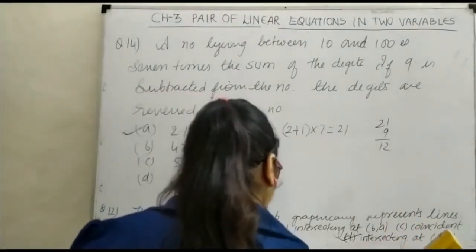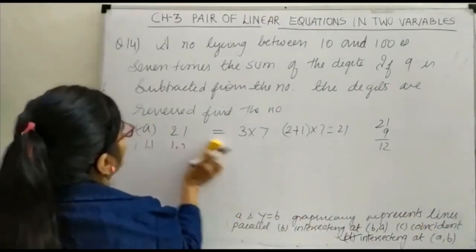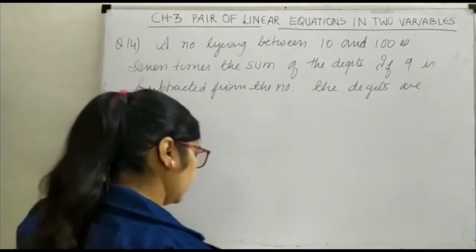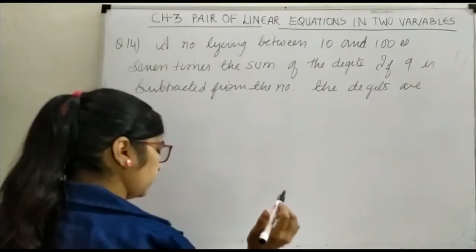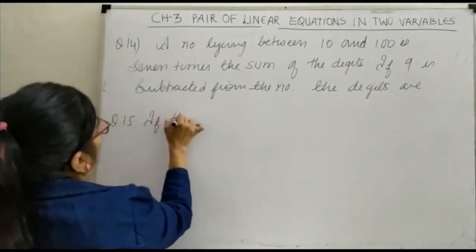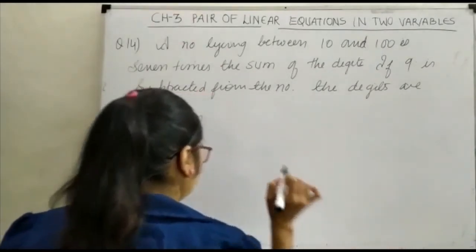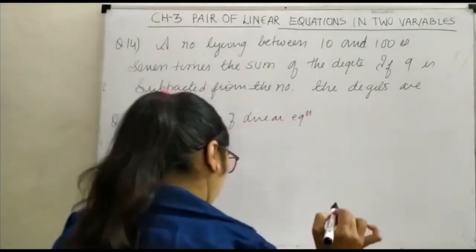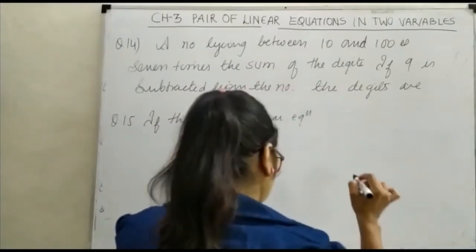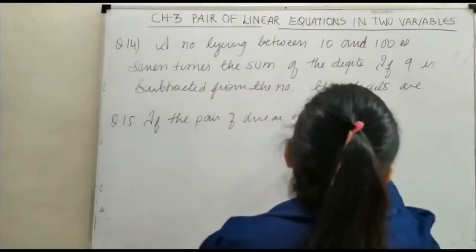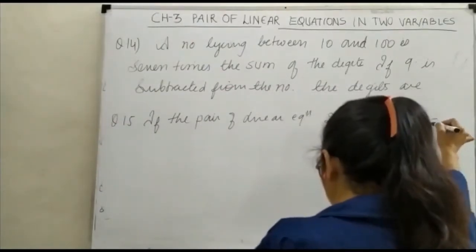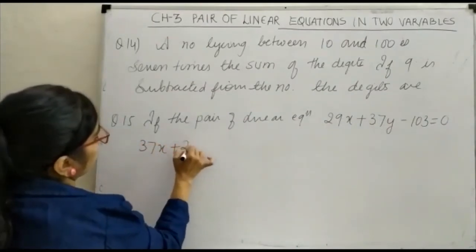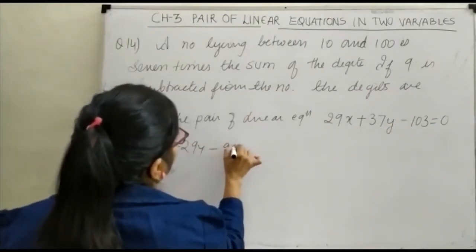So moving on to question number 15. Your question number 15 is: if the pair of linear equations x plus 37y minus 103 is equal to 0, and 37x plus 29y minus 95 is equal to 0.